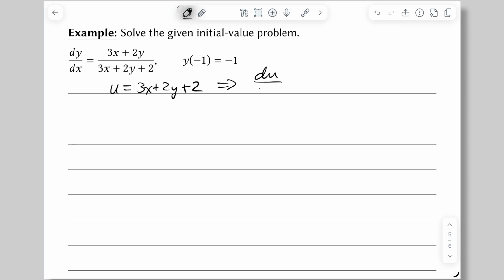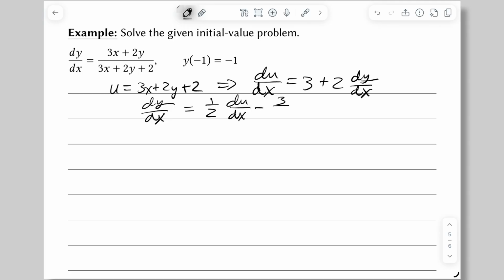So du/dx is equal to 3 + 2 dy/dx. What happened to the x? Well, dx is 1, right? We're going to solve for dy/dx so we can then substitute it, by subtracting 3 from both sides, then dividing both sides by 2. We have 1/2 du/dx minus 3/2.